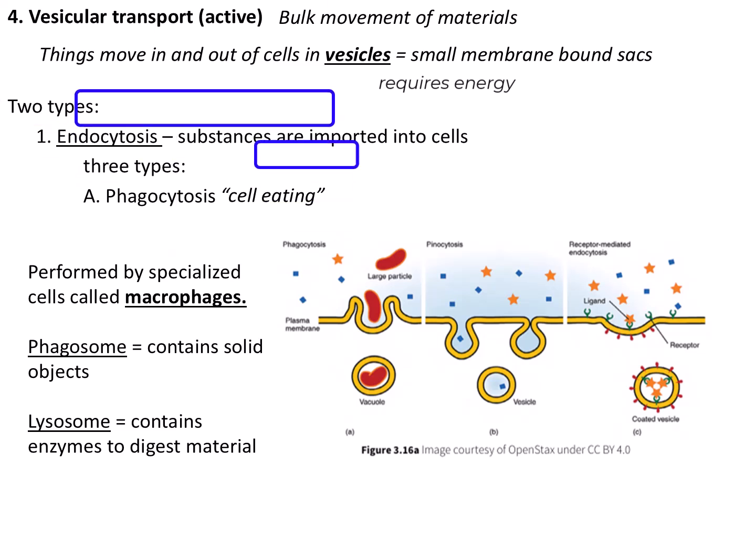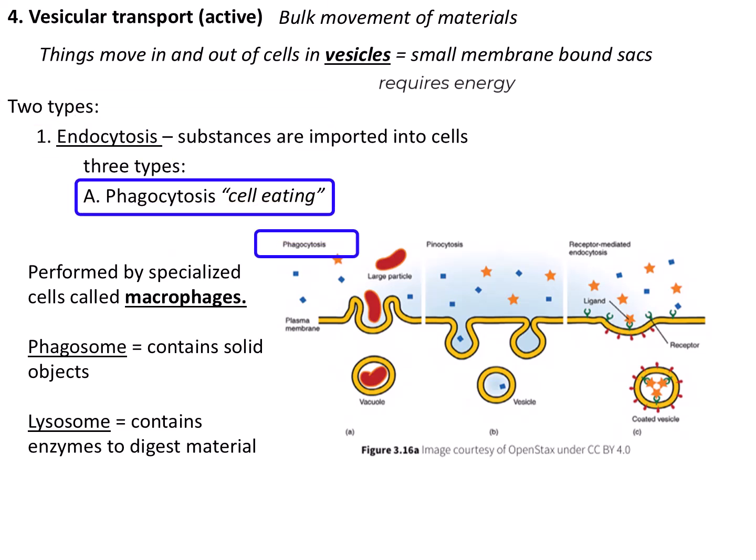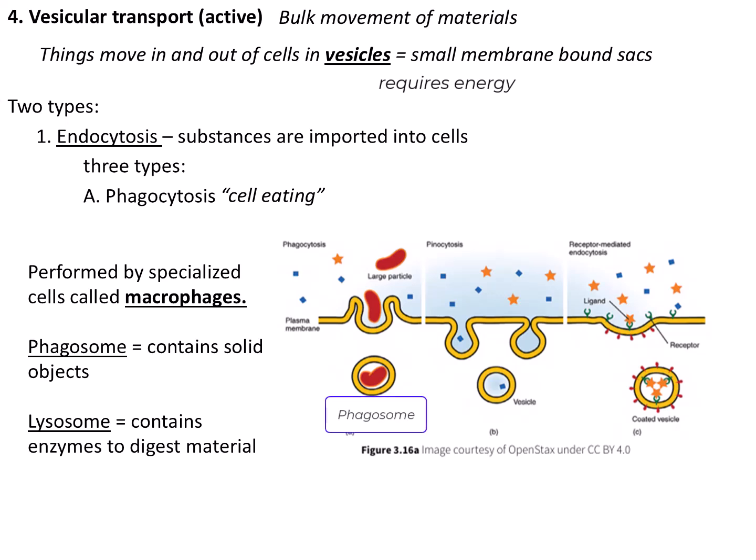The first type is phagocytosis or cell eating. Phagocytosis is performed by specialized cells in the body called macrophages. Macrophages are like professional eaters. They are very good at eating up bacteria and cellular debris and other things that we don't want in our bodies. When a macrophage phagocytoses something, they create what is called a phagosome. The phagosome will fuse with a lysosome, and the lysosome will then degrade the items.